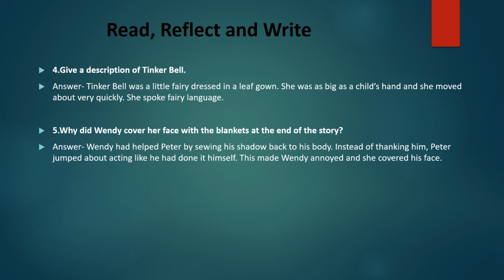Now come to our next question. Question number 5. Why did Wendy cover her face with the blankets at the end of the story? Answer is, Wendy had helped Peter by sewing his shadow back to his body. Instead of thanking her, Peter jumped about acting like he had done it himself. This made Wendy annoyed and she covered her face.